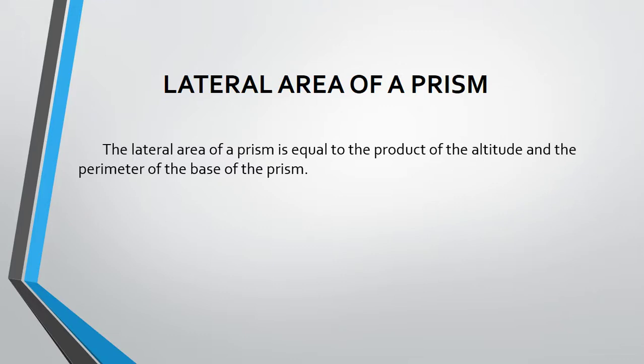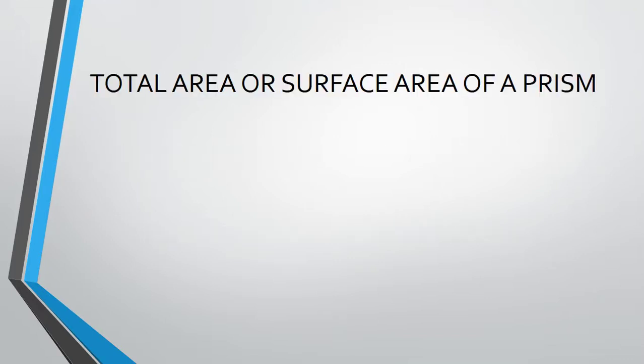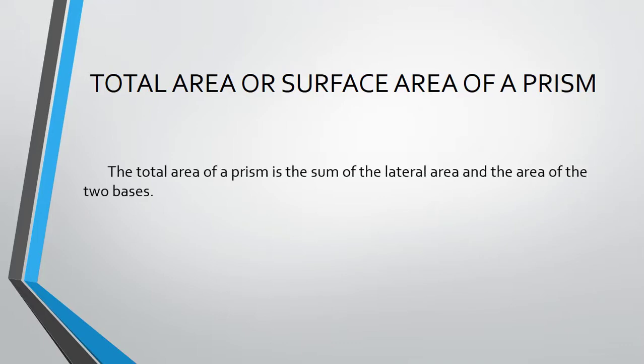Now we're going to use the formula S = HP, where S is the lateral area of a prism, H is the altitude, and P is the perimeter of the base. Next, the total area of a prism is the sum of the lateral area and the area of the two bases, where SA is equal to S, or the lateral area, plus the area of the bases.